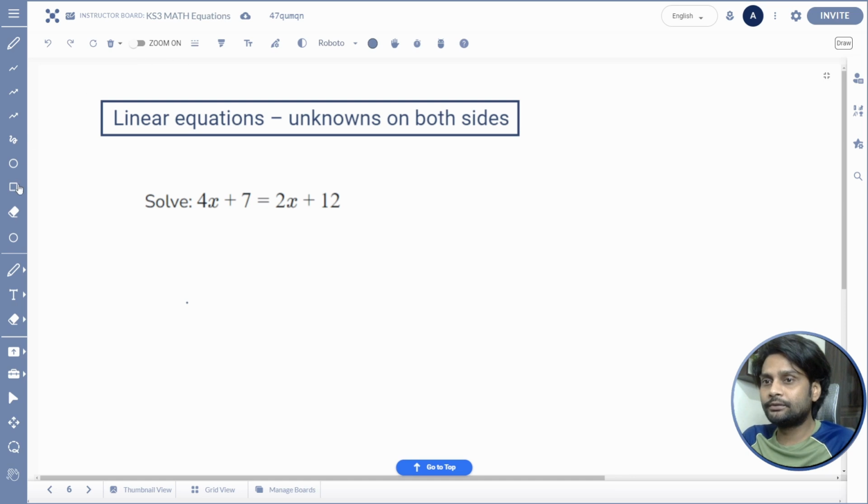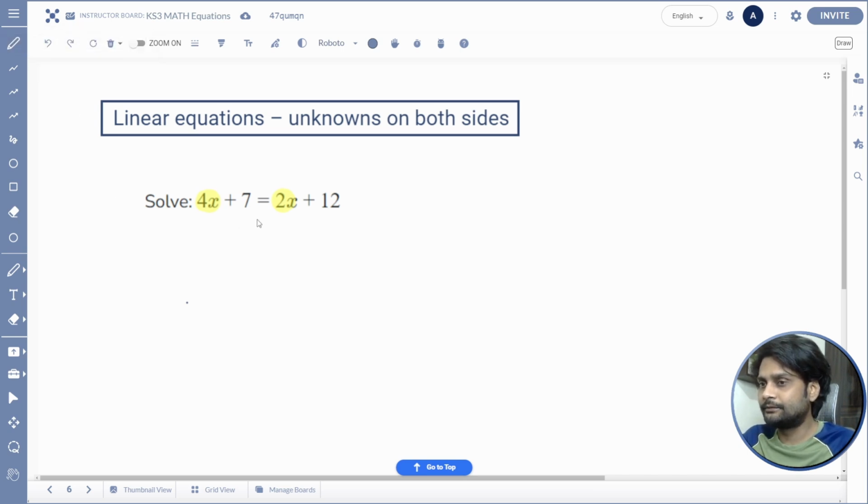So right now, as you notice, we have 2 like terms. We have 4x and we have 2x. And in order to get them to one side, no matter whether you get them on the left hand side or on the right hand side, it's still okay, there is no problem. So let us now decide to keep everything on the left hand side, meaning all the variable terms on the left hand side.